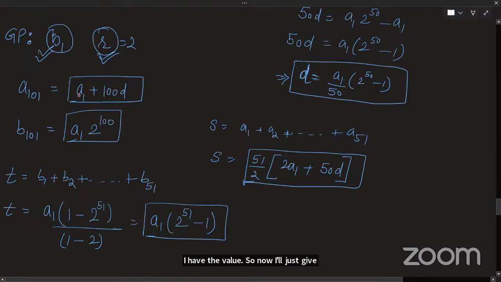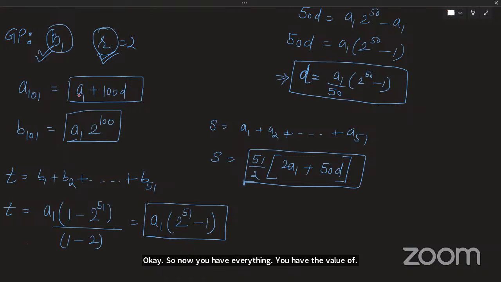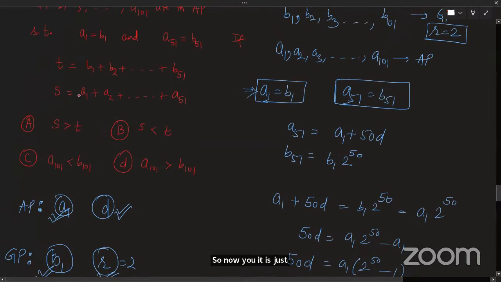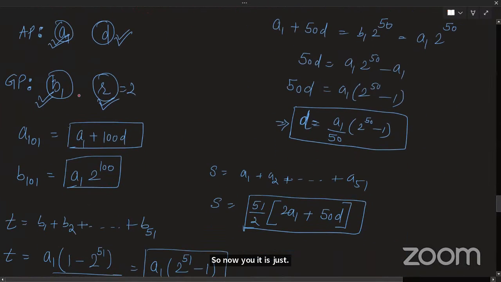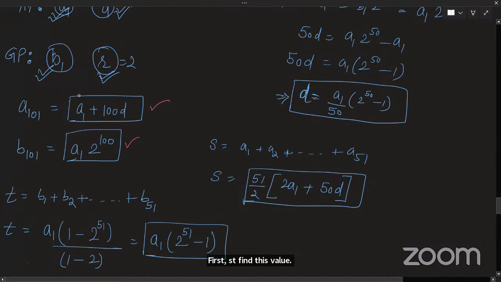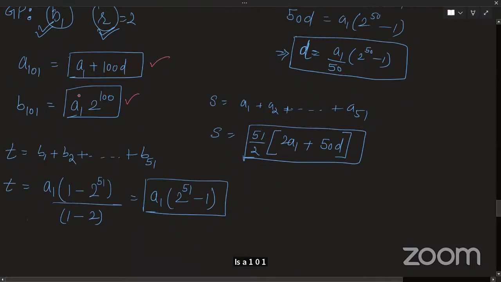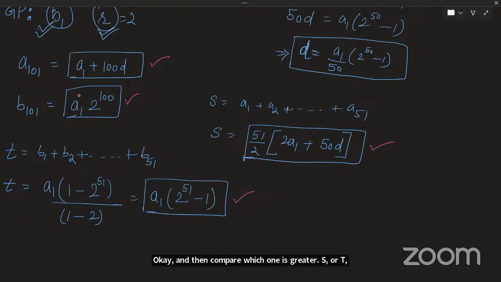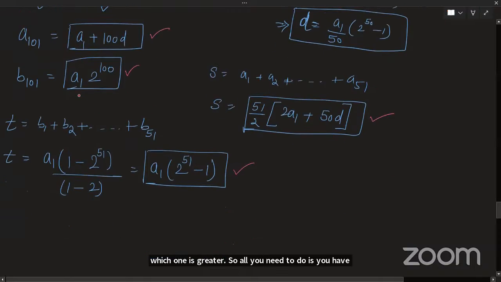So now you have everything. You have the value of D also. I have found out the value of D for you. So you just have to find the value of A101 and B101, first find this value, then find this value. Then compare which one is greater, A101 or B101. Then find the value of S, and the value of T you already have, and compare which one is greater, S or T. So all you need to do is substitute the value of D. Only this part is your homework, and tomorrow we will be discussing its answer.